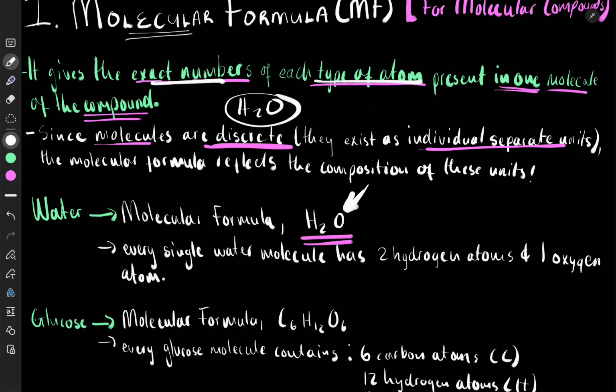Where did this formula come from? We just looked in one molecule. We just looked inside and we saw we have 2 hydrogens and 1 oxygen. That is where the formula came from. And it tells you that every water molecule has 2 hydrogen atoms and 1 oxygen atom.